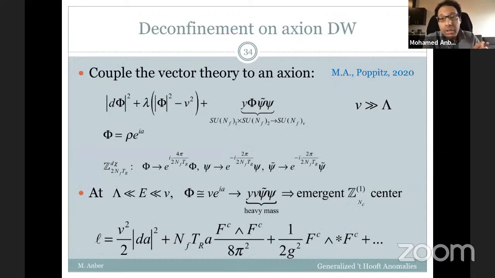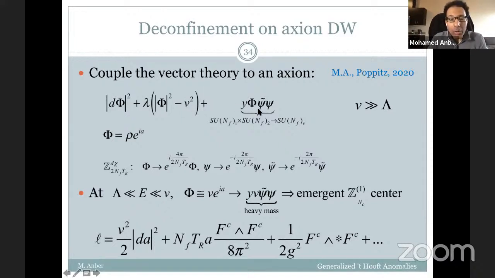Axions. In this third part, let us do something extra. Let us couple the vector-like theory I told you about before to axions, sorry, a complex scalar field phi. So phi here is a complex scalar field, and this is a Mexican hat potential. Actually, there is a missing square here. And v is the VEV.